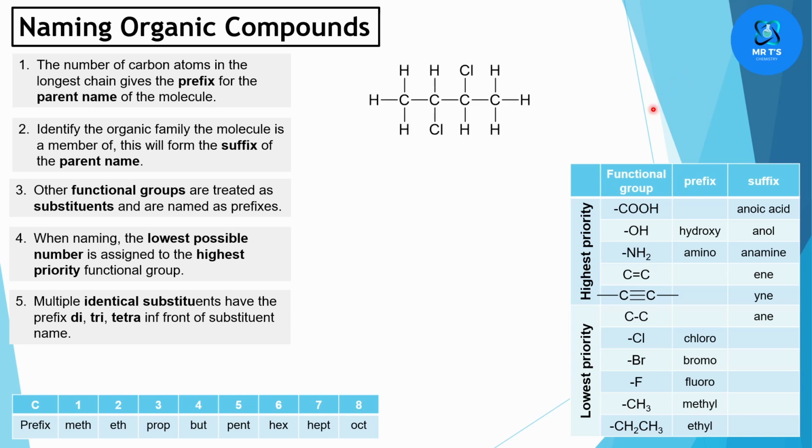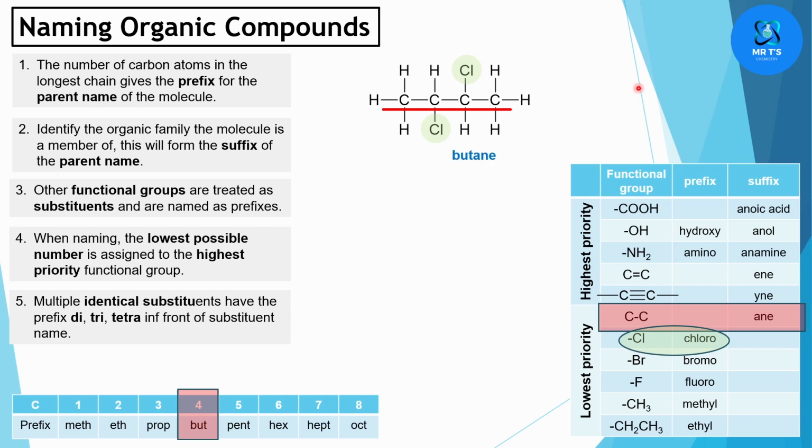So here's the first molecule. We can see that it is 4 carbons long, so it's going to have the prefix but for the parent part of its name. It has 2 different functional groups, substituents, coming off the 2 carbons in the middle. And remember, they're called chloro. It has no other functional groups that change its suffix, so it's going to have the parent name butane.